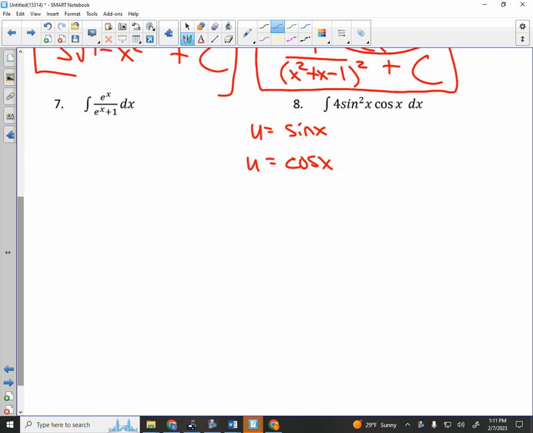Five, four, three, two, one. The correct choice is u is equal to sine of x. And here's why. If I choose u to be cosine, du is equal to negative sine of x dx. I don't come up with sine squared, do I? That does not help me. But if I choose u to be sine of x, then du is equal to cosine of x dx, which is exactly what you have right here.